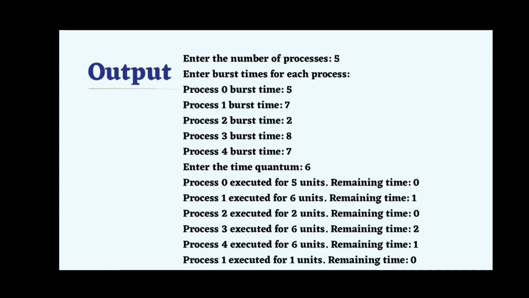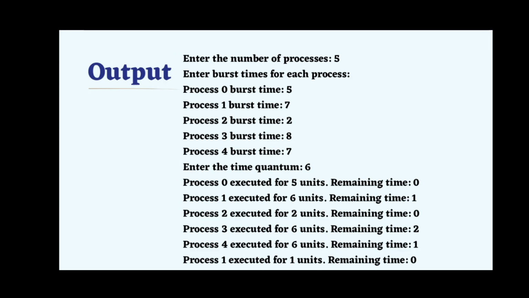Look at this output for the round robin code. Here we have entered the 5 processes as asked by the code. Enter the number of processes, that is 5. Now we have entered the burst time for each process. Process 0 burst time is 5, process 1 burst time is 7, process 2 burst time is 2, process 3 burst time is 8, process 4 burst time is 7. Now we have entered the time quantum, that is 6.